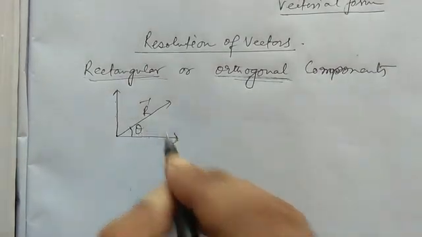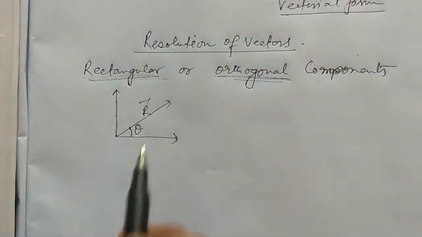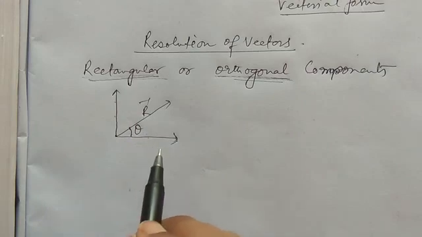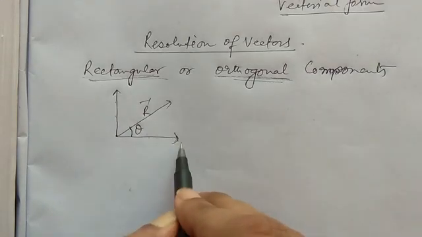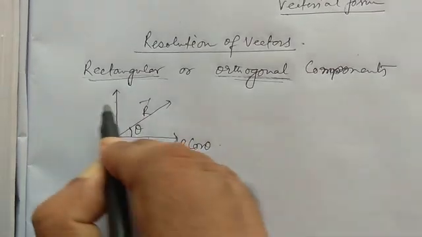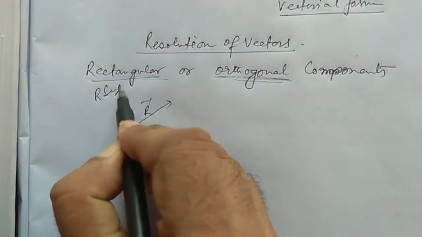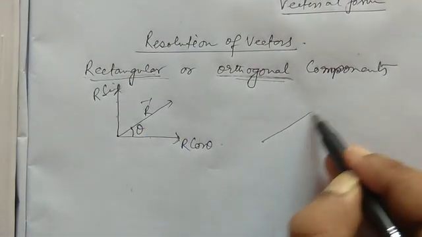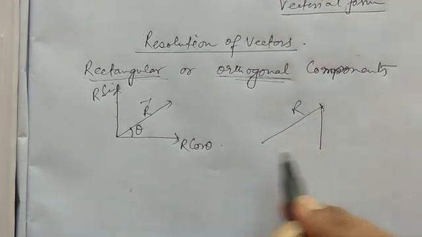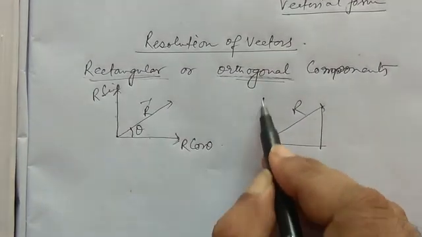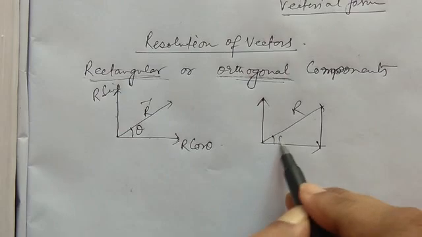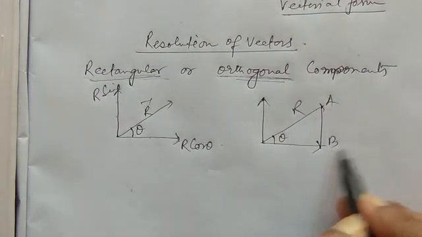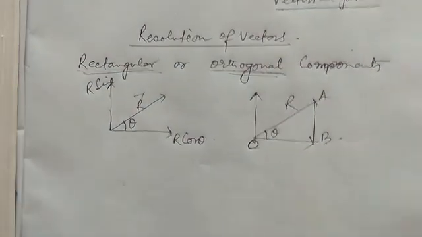Now suppose this angle is theta. Always the angle with the positive x-axis will be given. So we can write this component as R cos theta and this one as R sin theta. Now how does this come? Suppose this is R. We make a triangle here, with this angle theta, and points O, A, B.